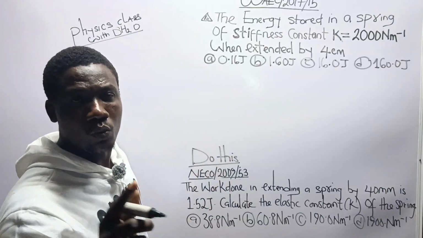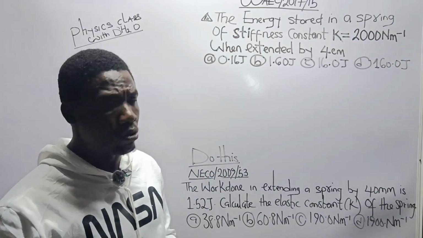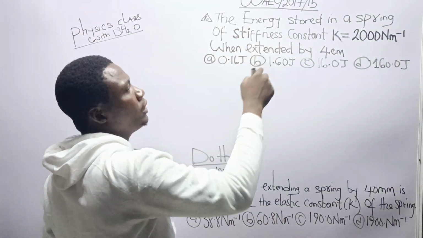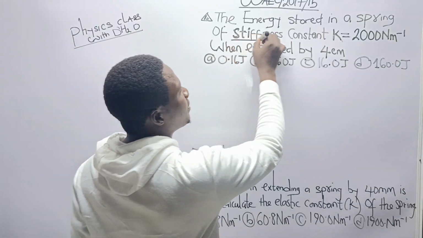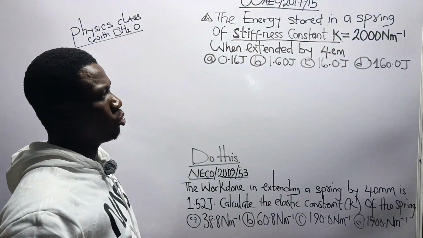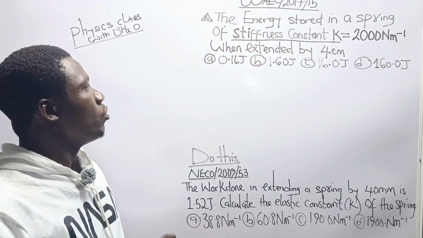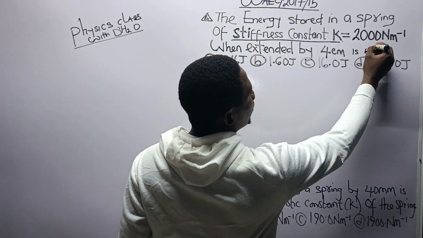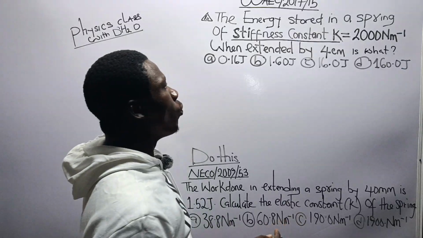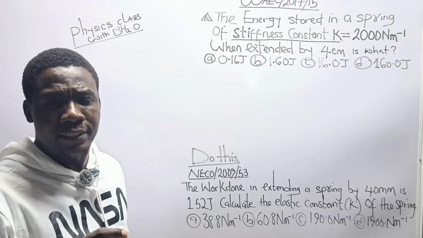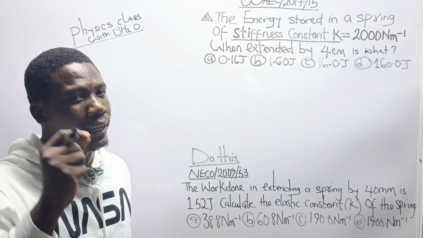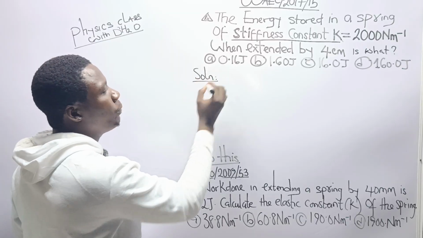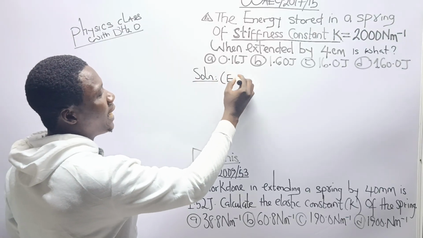This question came out in WAEC 2017 as question number 15. According to the question, the energy stored in a spring of stiffness constant 2000 Newton per meter when extended by 4 centimeter is worth. Now, when you look at this question, the first thing that should come to your mind is a topic in physics called elasticity. Yes, the question was gotten from a topic in physics called elasticity.